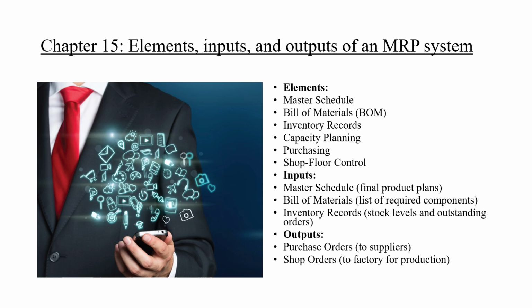First, you start with a master schedule, which lays out what and when to produce. Then, you use a bill of materials to list all the parts each product needs, and check inventory records to see what's already on hand or on order. From this information, the system creates purchase orders for suppliers and shop orders for production. This ensures materials show up on time, helping the whole process run smoothly and avoiding excess inventory.